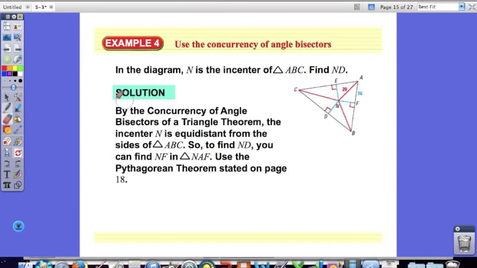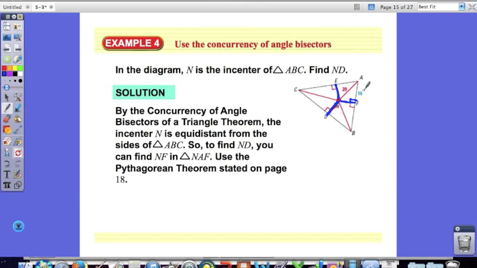So we can use this information also to find lengths. So in the diagram, N is the incenter of triangle ABC. They want us to find ND. So all of these blue lines, I should make them blue, are all going to be equal because the concurrency theorem tells us that the incenter is equidistant from the sides. We make a number of triangles here. So this is 20, this is 16, this is a right triangle.